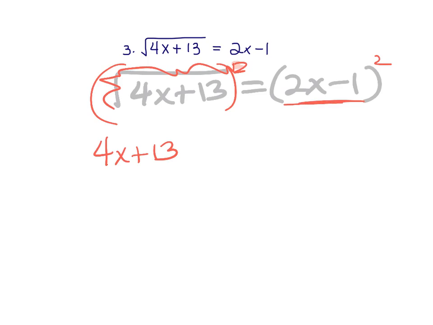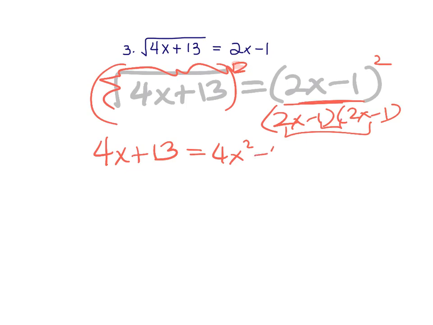But this guy I got to foil. 2x minus 1, 2x minus 1. Don't just distribute the exponent to each term. You will get it wrong. So once I foil this, I get 4x squared. Outside gives me negative 2x, inside negative 2x, so negative 4x. Plus 1, and now I'm going to put it into standard form so I can either factor, use quadratic formula, or completing the square. So I'm going to move the 4x over.